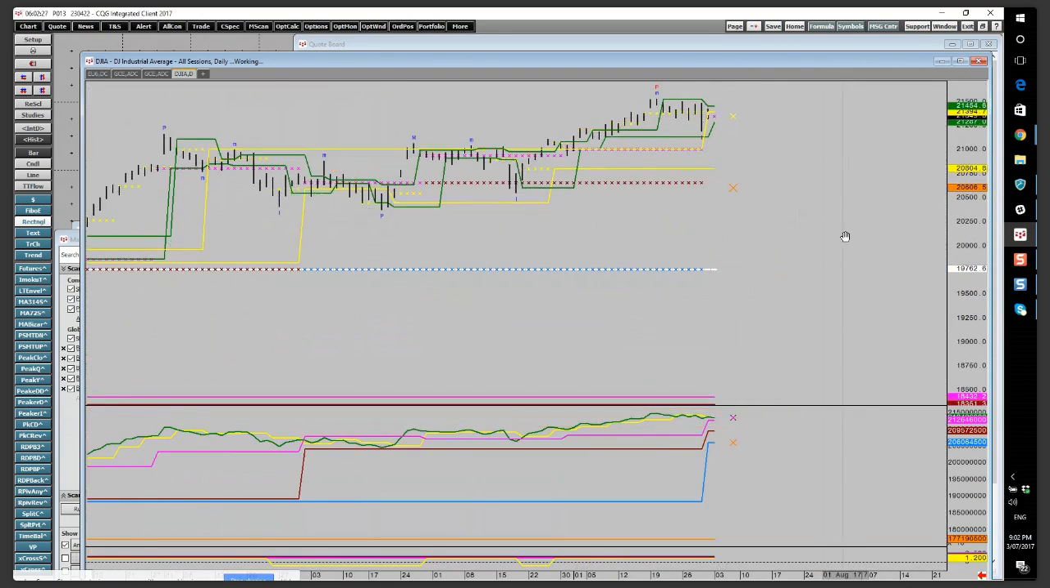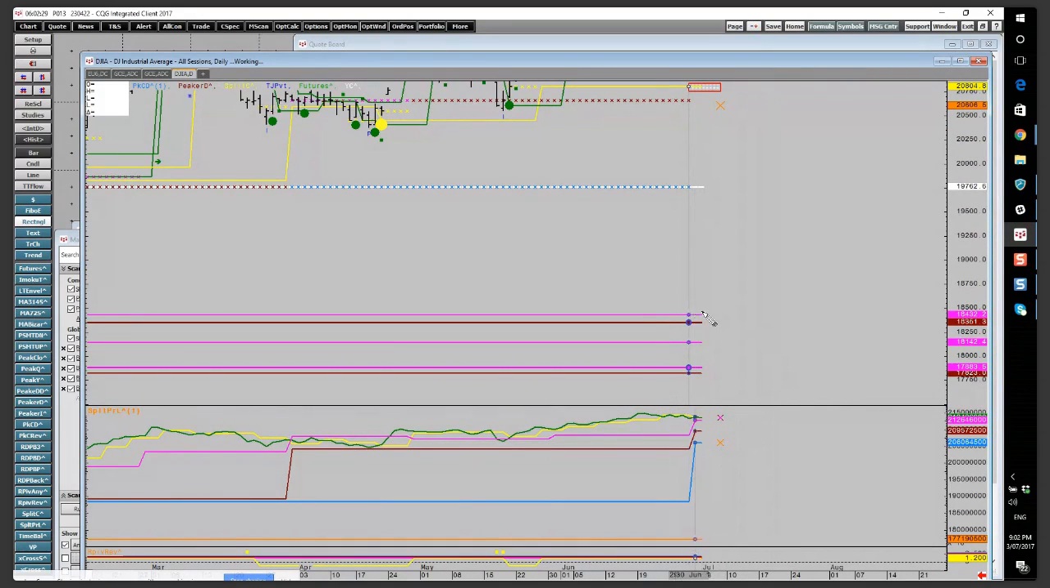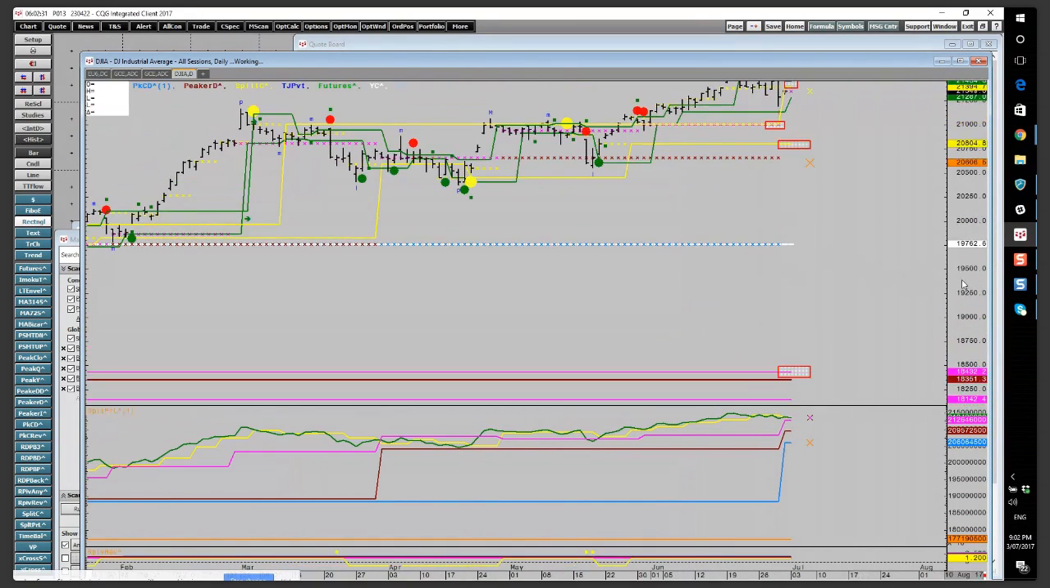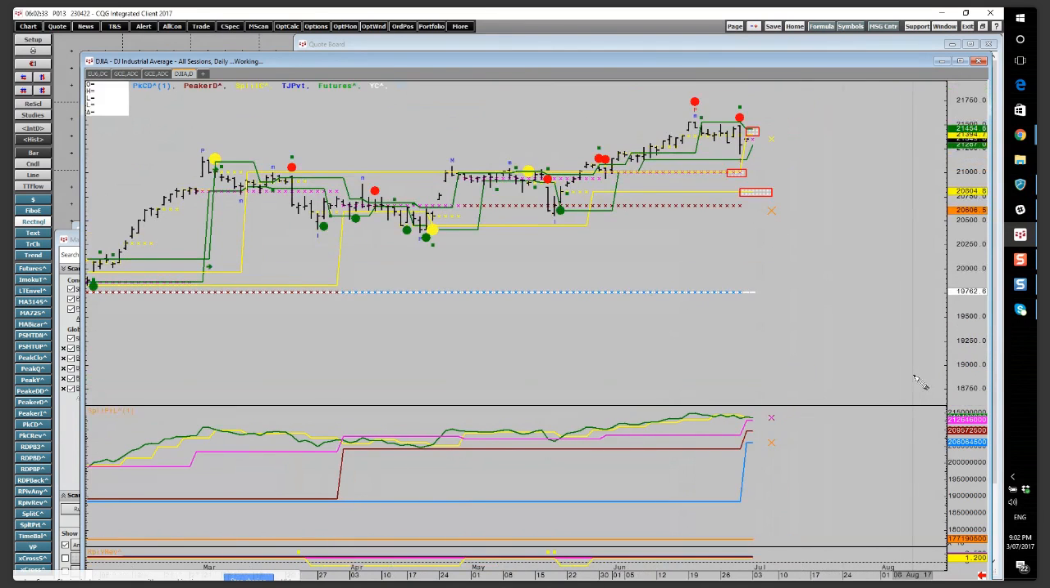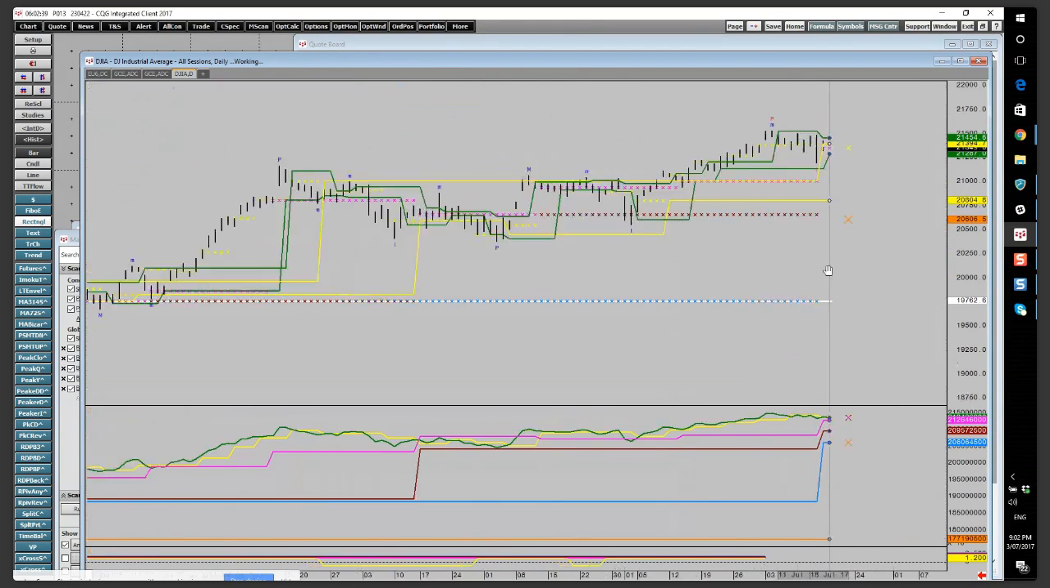The monthly levels are still all the way down here. These haven't even risen up, which tells me that this market's still strong. So that's it for the Dow.